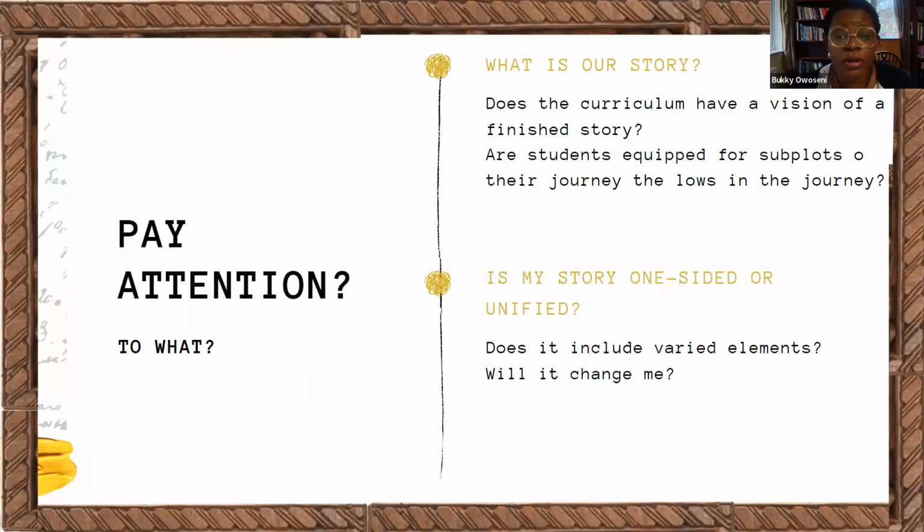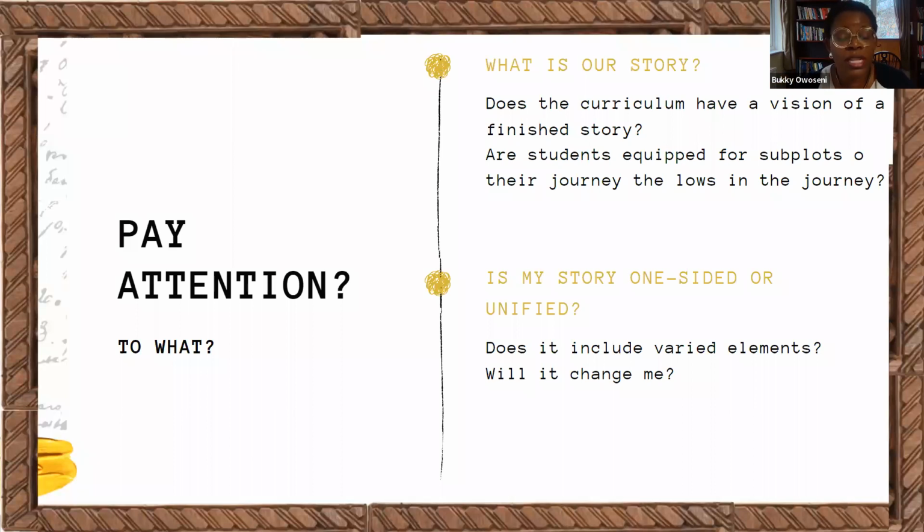What's the story of the curriculum? What's the vision of a finished story? What does a finished journey story look like? What's the story for a student coming in at 100 level? What's the story for a student coming in at 200 level, 300 level? What are the subplots? What are the lows that they can anticipate? The story varied elements, where is the opportunity to include subplots?